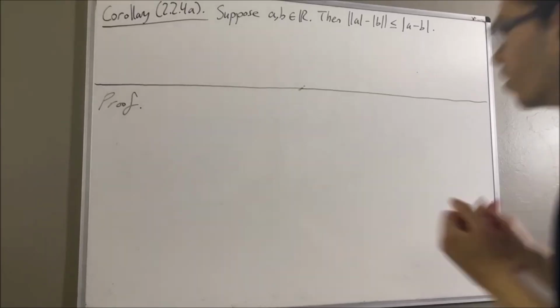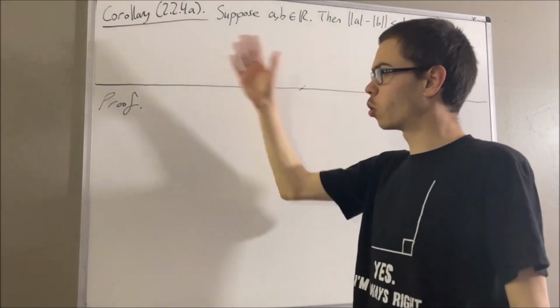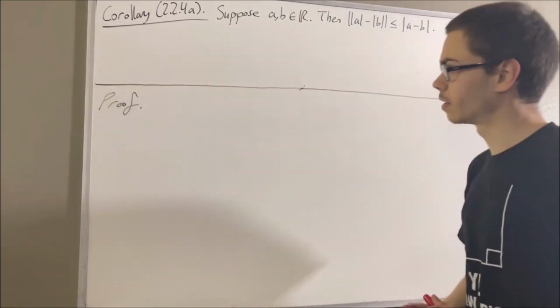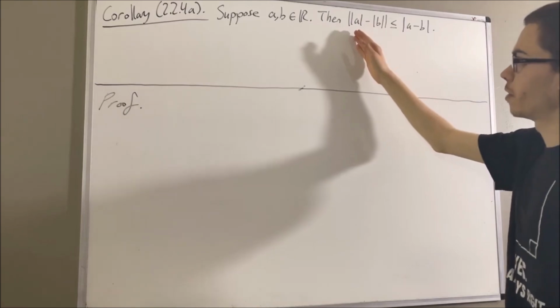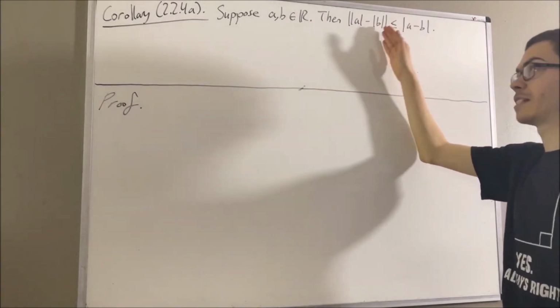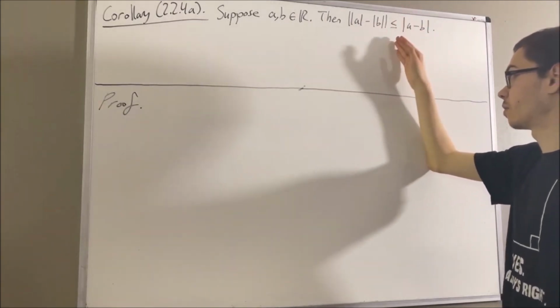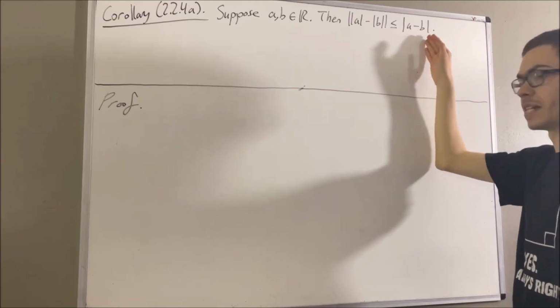Hello! In this video, we are going to prove the following corollary of the triangle inequality. Suppose a and b are real numbers. Then the absolute value of a minus the absolute value of b is less than or equal to the absolute value of a minus b.